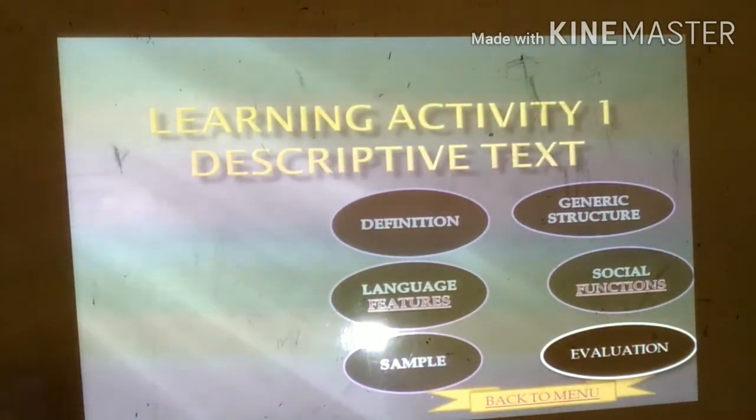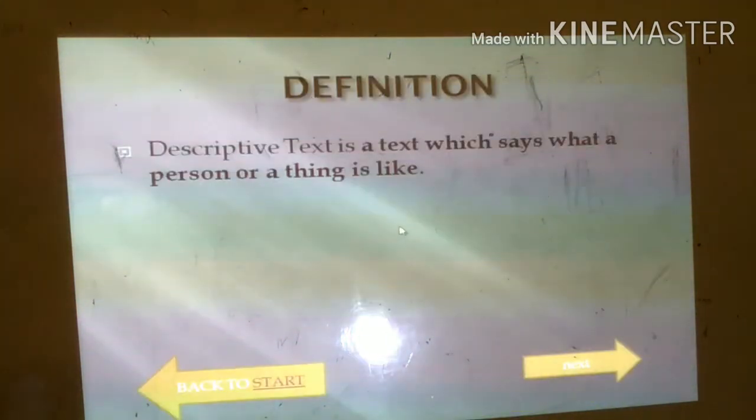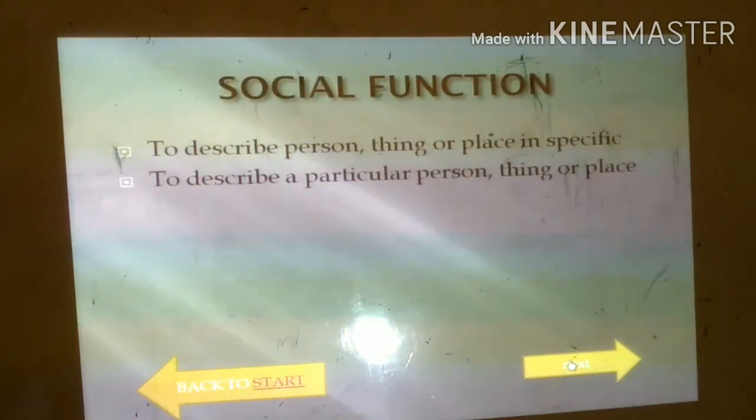Okay, what's the definition of descriptive text? Descriptive text is a text which says what a person or a thing is like. And what is the social function of descriptive text? This text is to describe a person, thing, or place in specific.